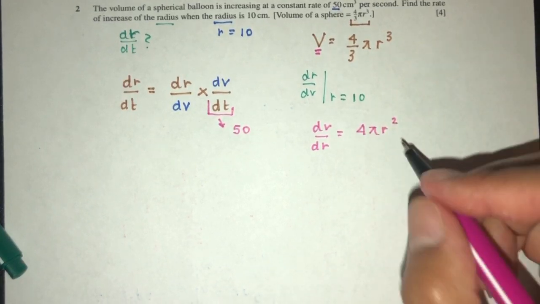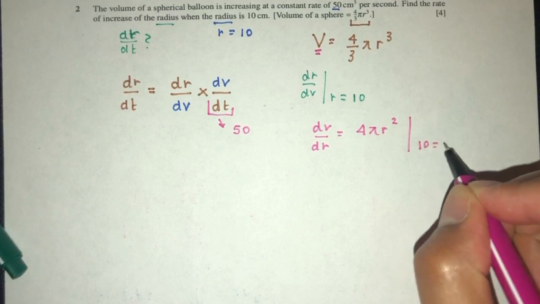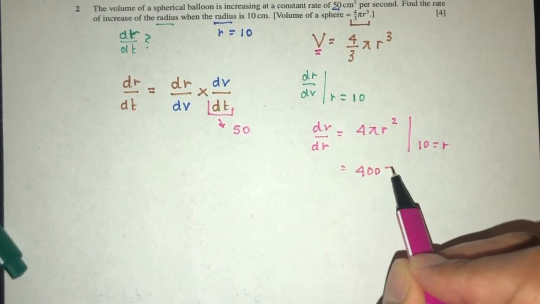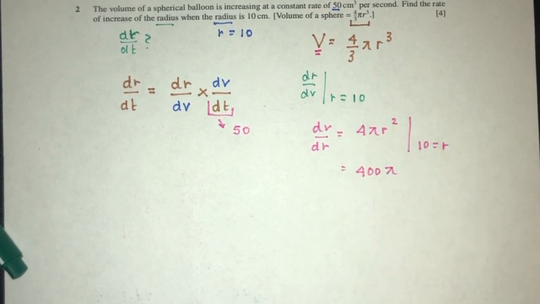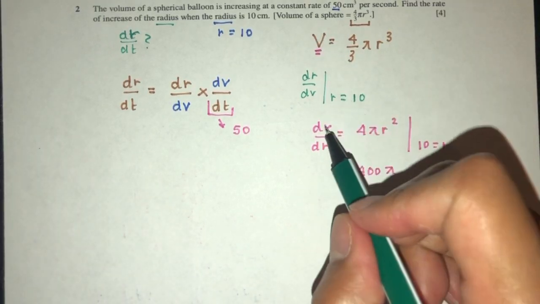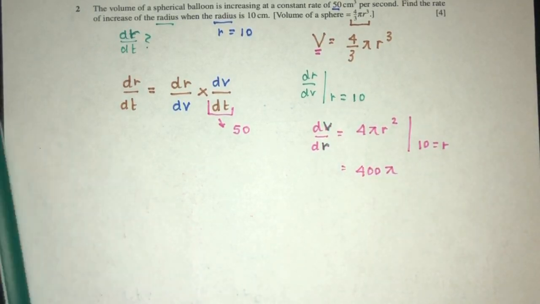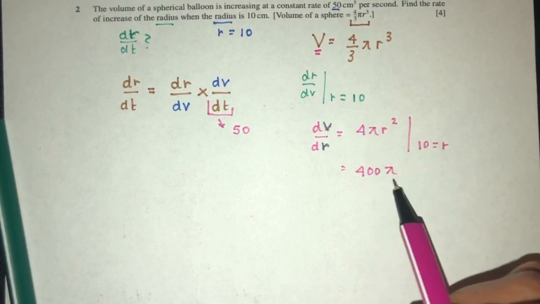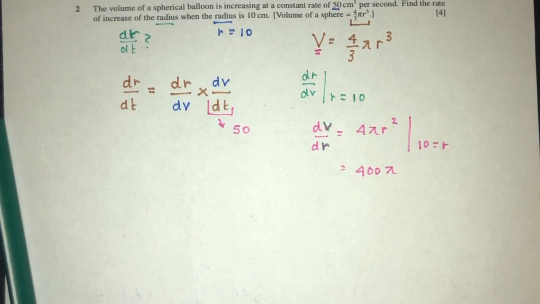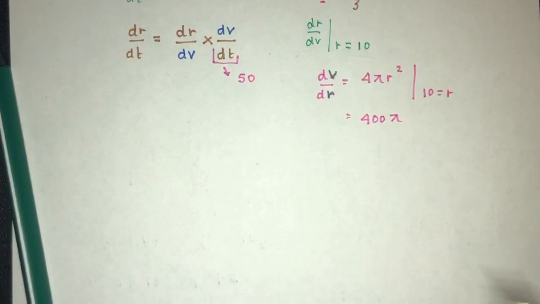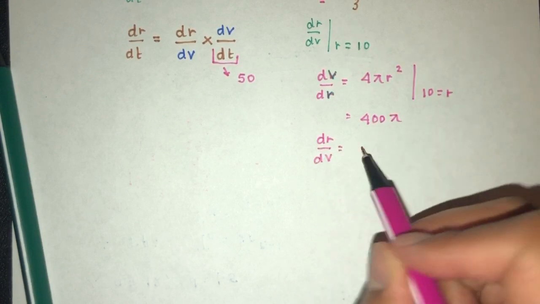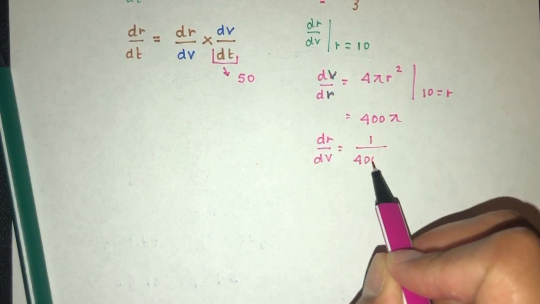Right. Now at the value of 10, which is r, right here, that will be 400 pi for the value of dv by dr. Because here we have v, so dv by dr. So when r is 10, r squared will be 100 times 4 is 400 pi. That will be the value of dv by dr. However, here we are trying to find dr by dv. We just have to invert this. That should be 1 over 400 pi.